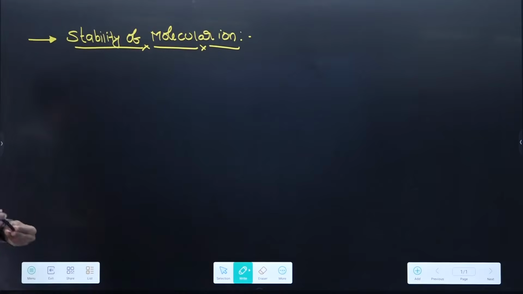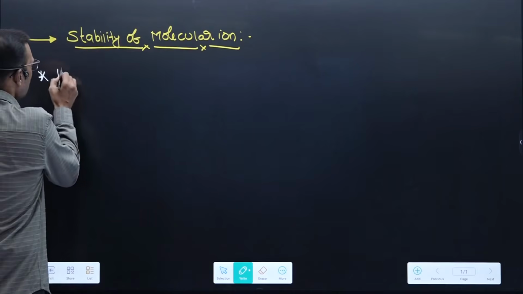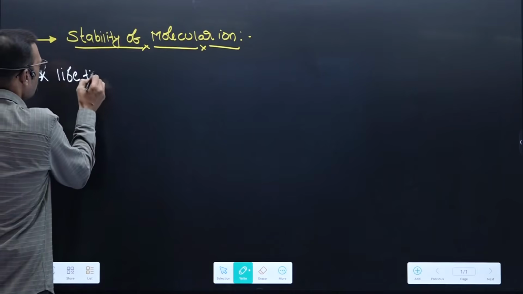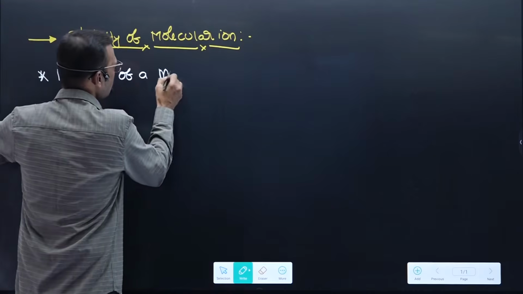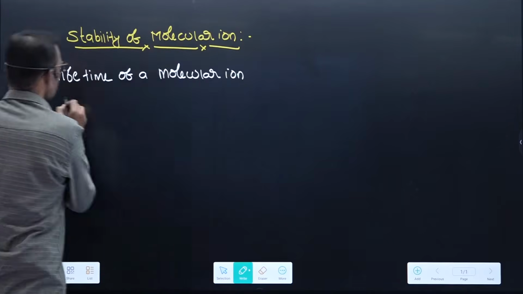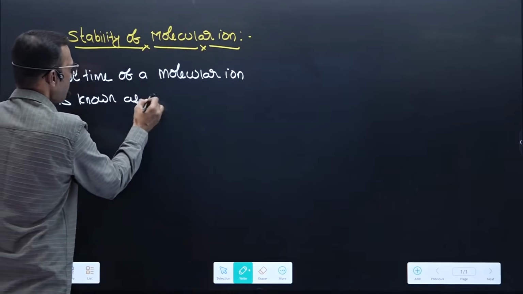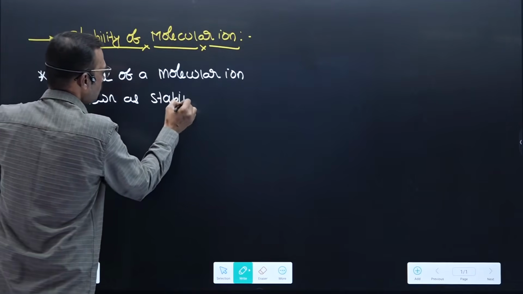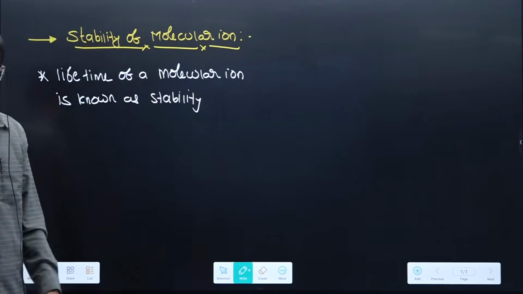What are the stability aspects of a molecular ion? What is the meaning of stability? We can define it like this: the lifetime of a molecular ion is known as stability. It means how much time it will spend as a molecular ion without fragmentation.